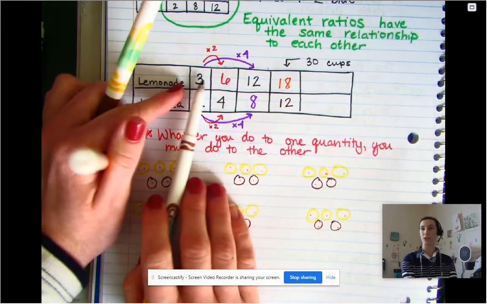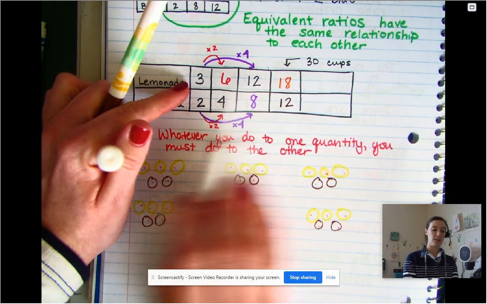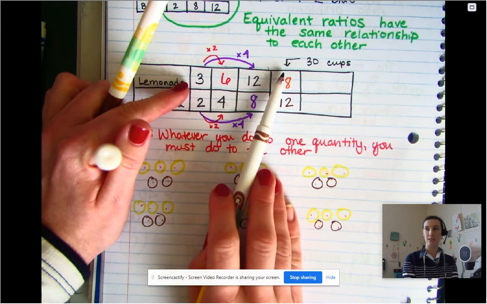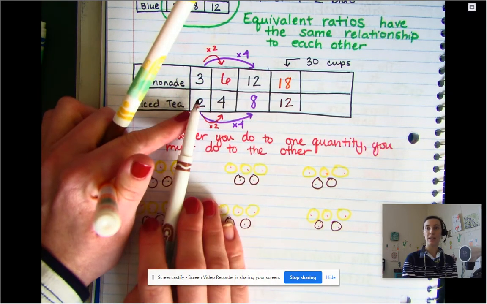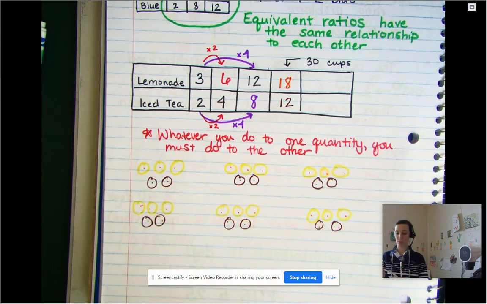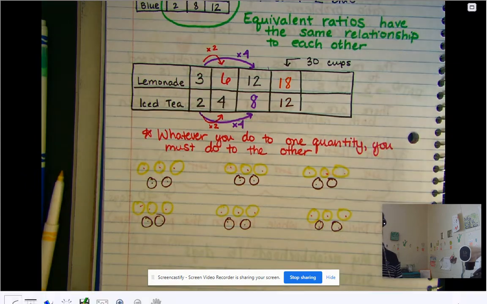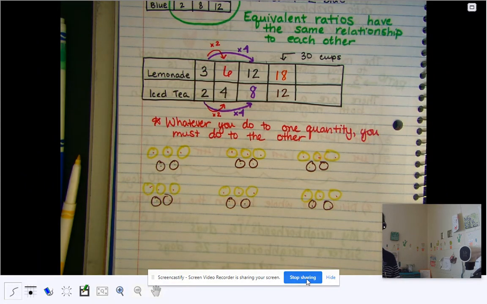And if I want to double check, to go from 3 to 18, I did 3 times 6 equals 18. So 2 times 6 is 12, and that works as well. So there we go. You are now budding masters of equivalent ratios and ratio tables.